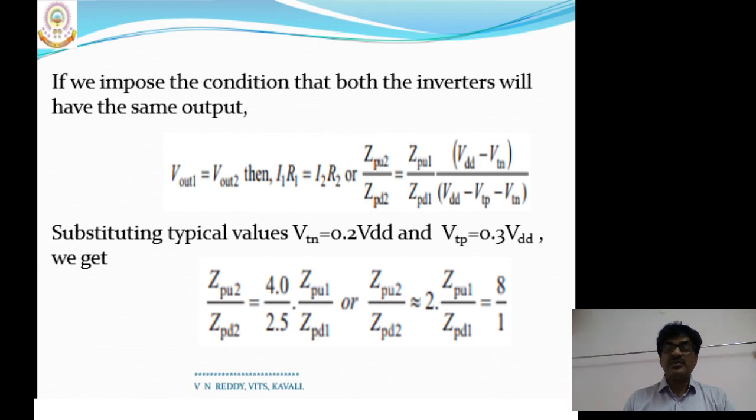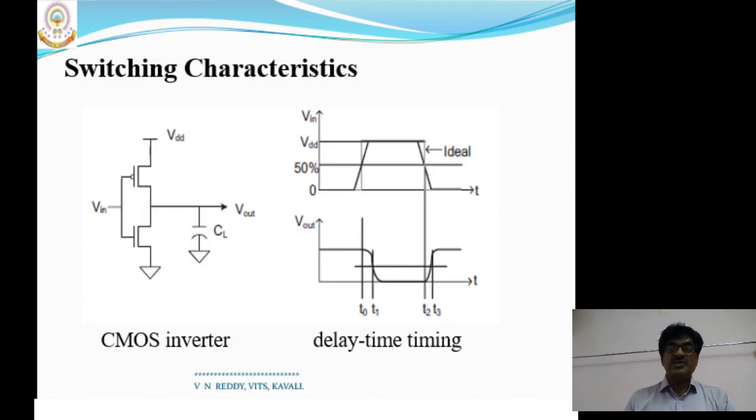Okay, that is, ZPU2 is 8 times ZPD2. If you maintain this ratio, you can get symmetrical operation, or get the voltages without degradation, even when the pass transistor is present between the inverters. Okay, that is about the inverter ratio. So with the pass transistor the inverter ratio should be 8. Without the pass transistor the inverter ratio should be 4. Okay, that is the derivation for the inverter ratio.